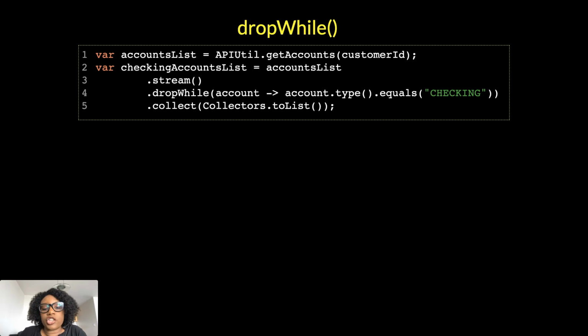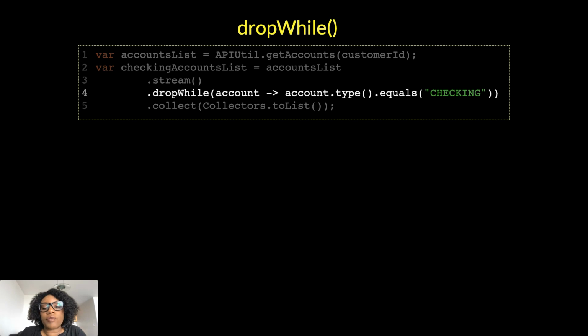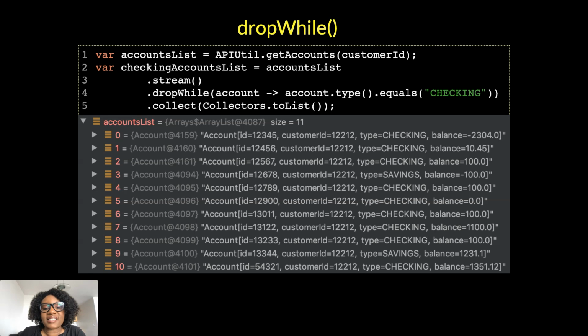Java 9 also introduced dropWhile, which does the opposite of takeWhile. For this one, we're saying drop the accounts of type checking until you get to one that's not. So with 11 accounts here, we see the first 3 are checking, the 4th is savings, the 5th through 9th are checking, the 10th one is savings, and the last one is checking. So take a moment. How many accounts do you think will be collected here in checking accounts list?